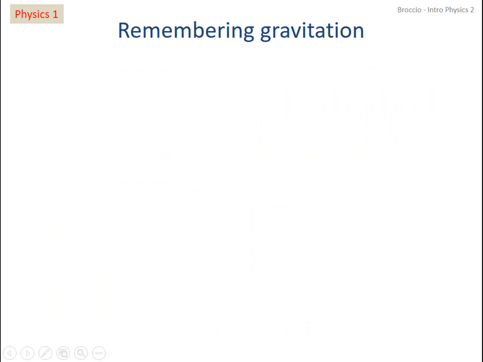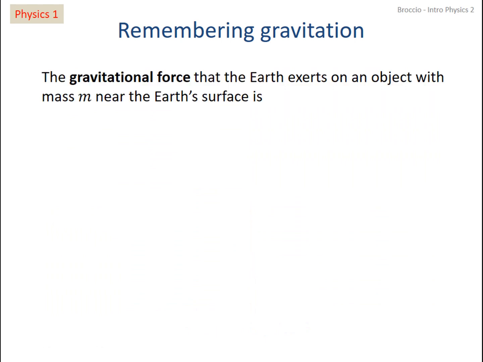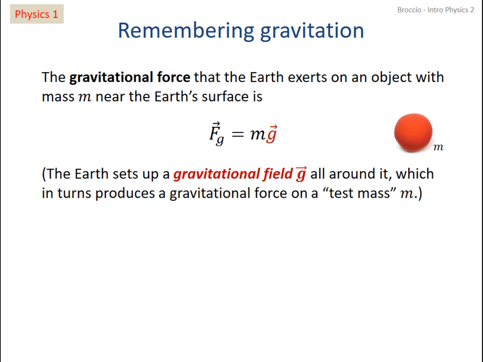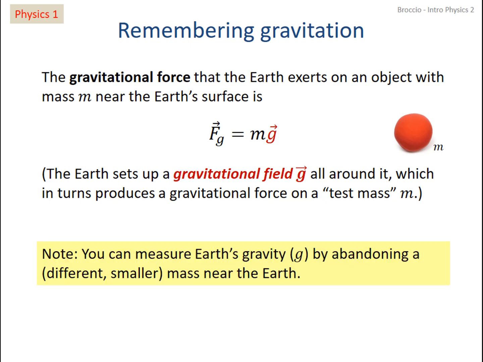I'm sure you all remember that the gravitational force on an object of mass m near the surface of the Earth is mg. The gravitational force is really due to an entity called gravitational field. This field surrounds the Earth and in turn makes any test mass, little m, put near the Earth feel a force, which we call the gravitational force. You probably also remember that little g did not depend on the mass of the object, little m. So that object could be used as a probe of Earth's gravity.